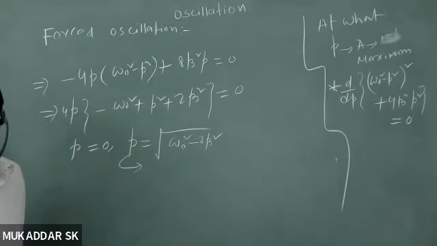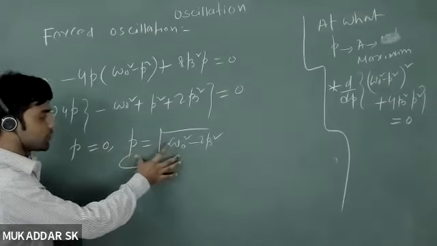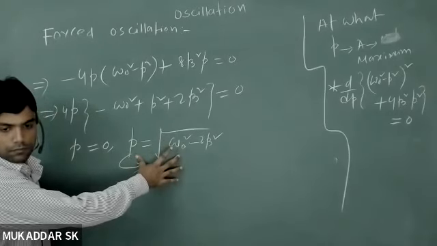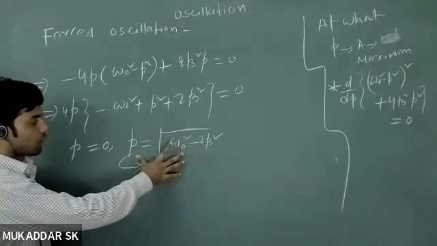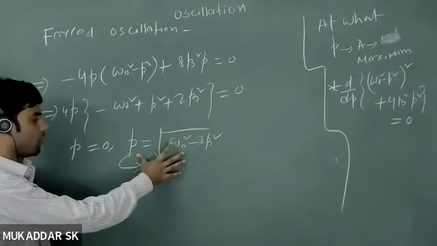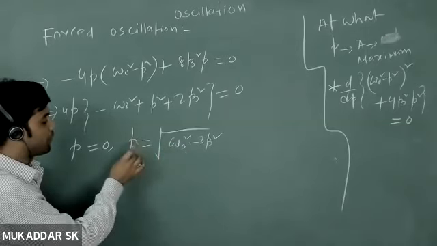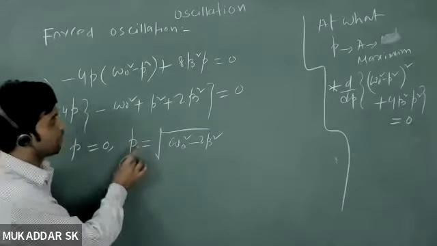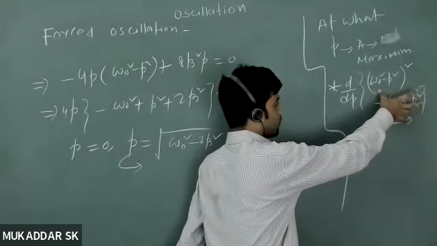So p equals the root of omega naught square minus 2 beta square. Here you get minimum, right? Did you get how we have obtained this part? Yes sir. Okay, whatever you are saying is correct. At this p, you will get the minimum value of this function. How will you check? This is your homework.